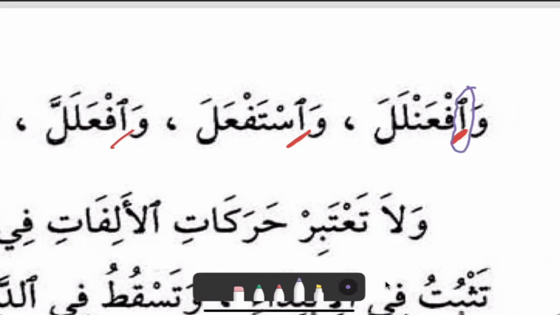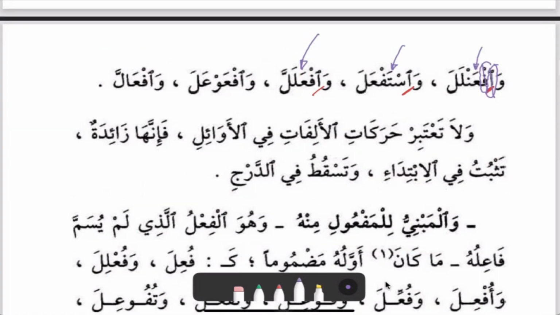What's the next letter? Fa with sukoon. So you're not going to count that either. So the first voweled letter has fatha. First voweled letter has fatha. First voweled letter has fatha. Now, first, any question there?